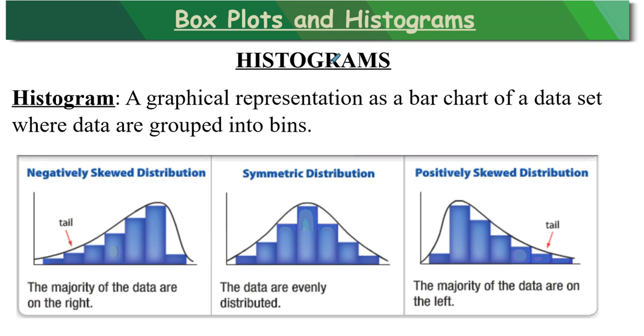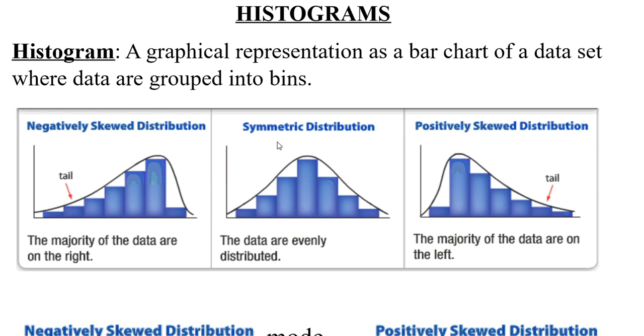Another type of chart that we can make is called a histogram. You've heard them called a bar graph before. A histogram is a graphical representation, as a bar chart, of a data set where the data are grouped into bins. Just as box plots have skewness, so do histograms. If the tail is longer on the left, just like in box plots, we call it negative skewness.